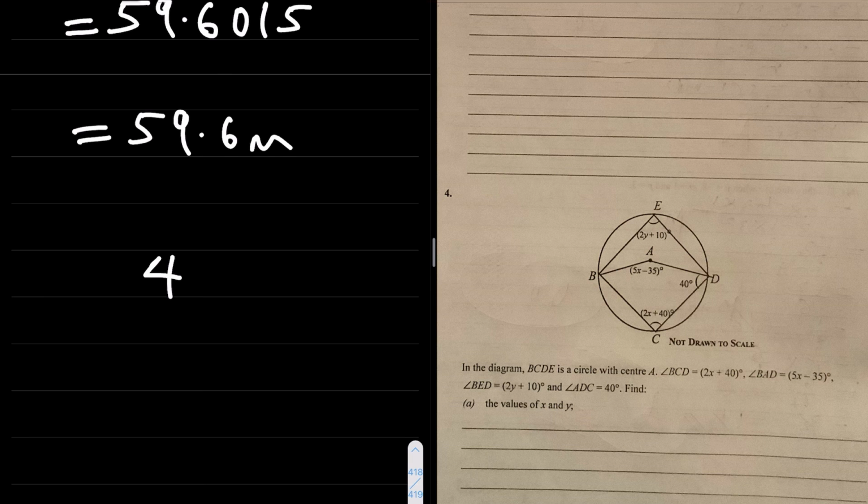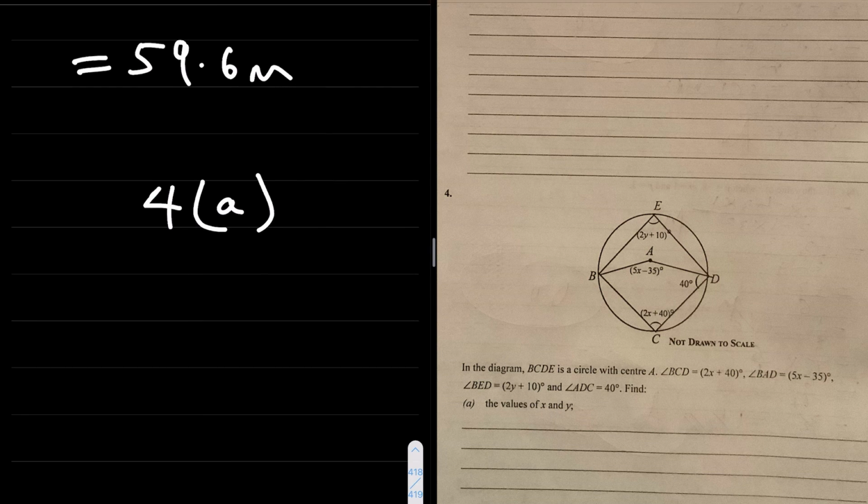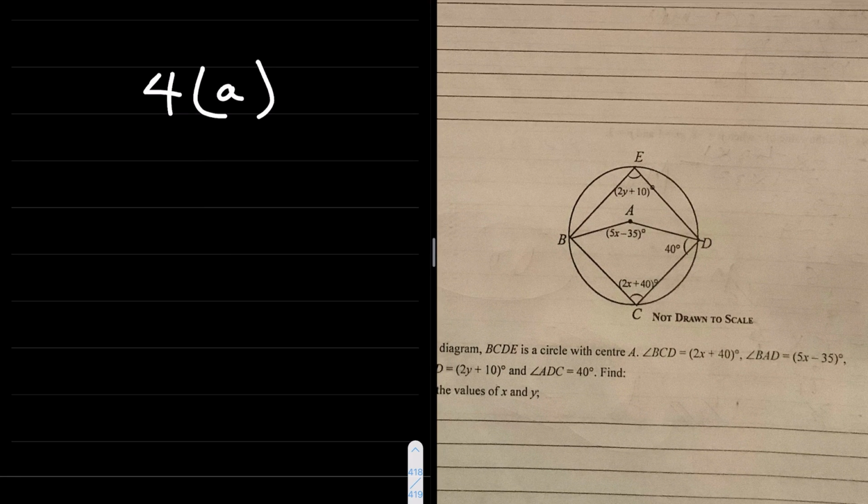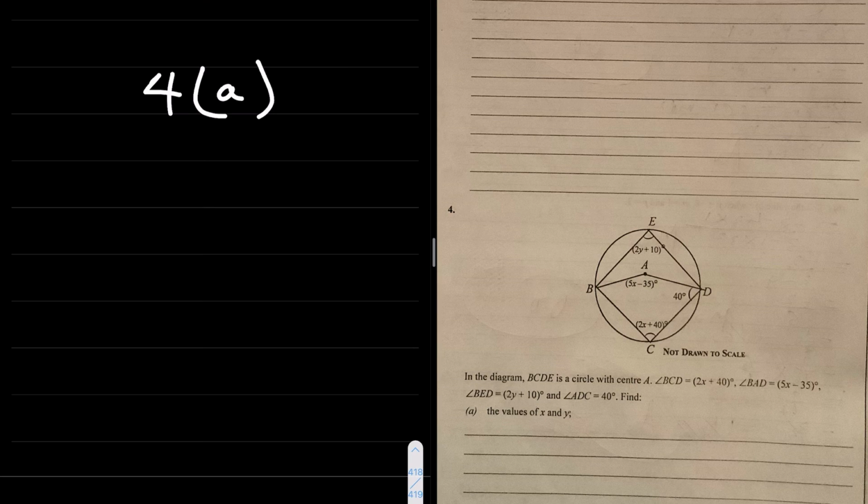Number 4 also has 2 questions under it. So this is 4a. In the diagram, BCDE is a circle with center A. Angle BCD is equal to 2x plus 40 degrees. Angle BAD is equal to 5x minus 35. Angle BED is equal to 2y plus 10. And angle ADC is 40 degrees. Find the value of x. Find the values of x and y.